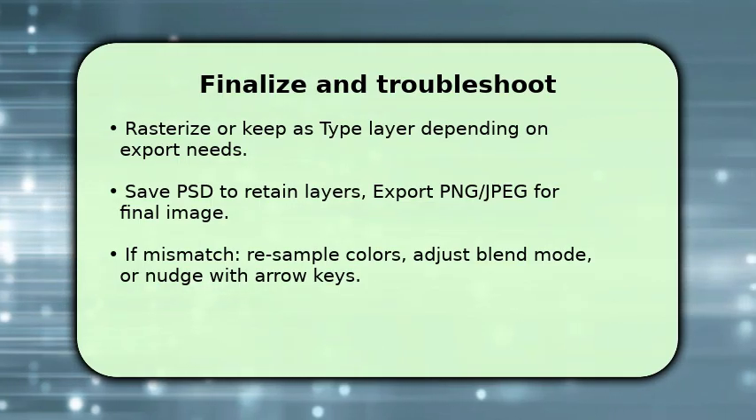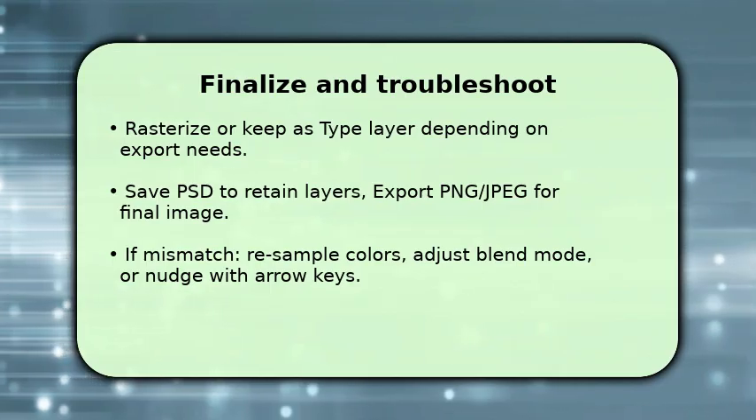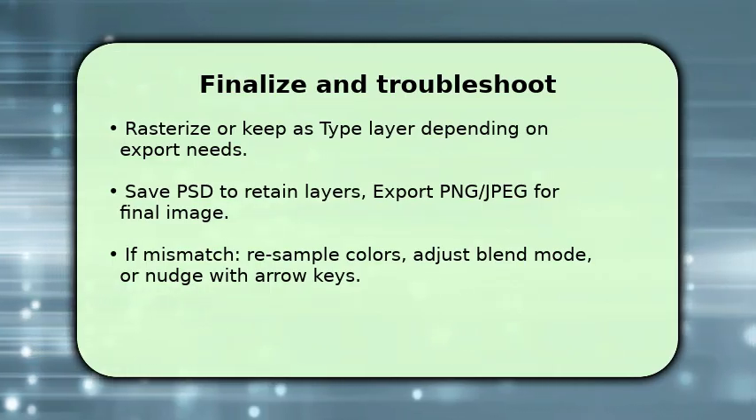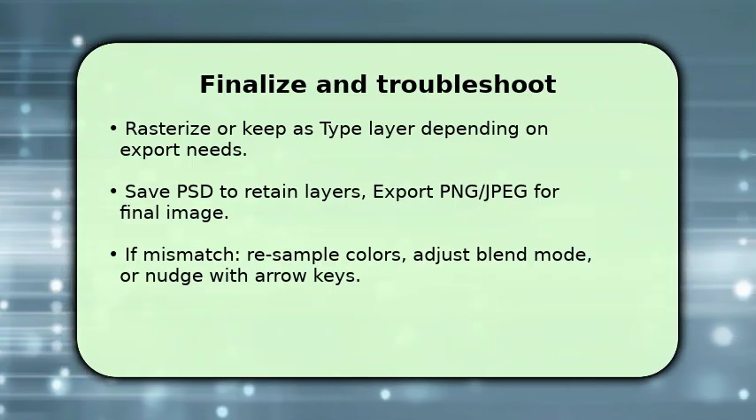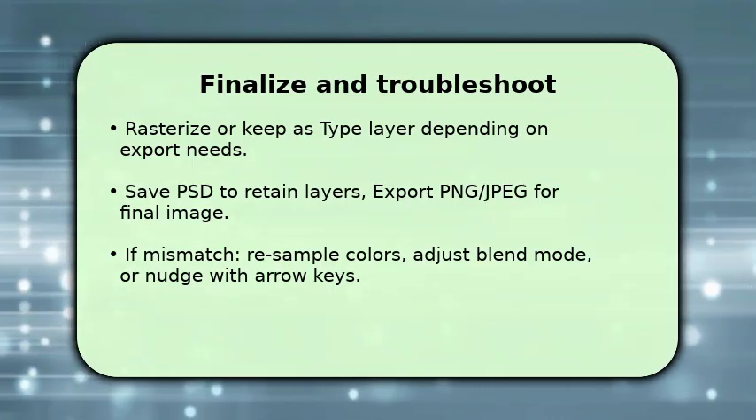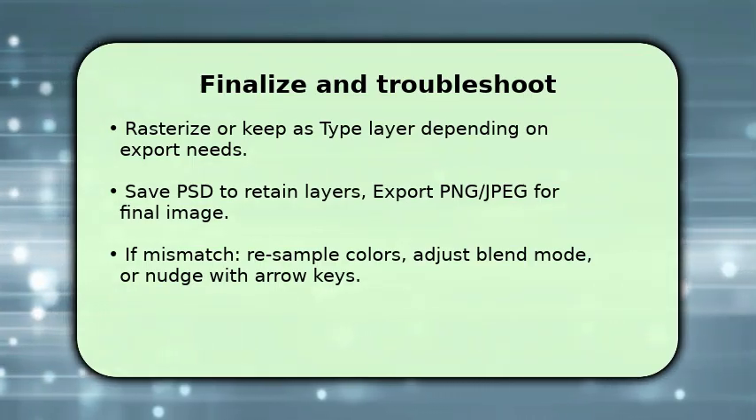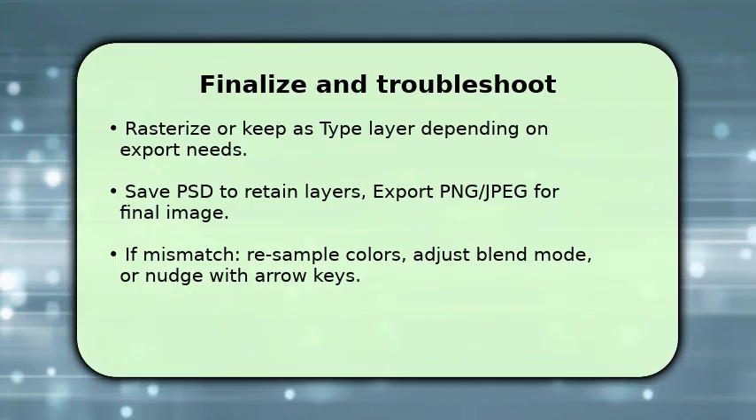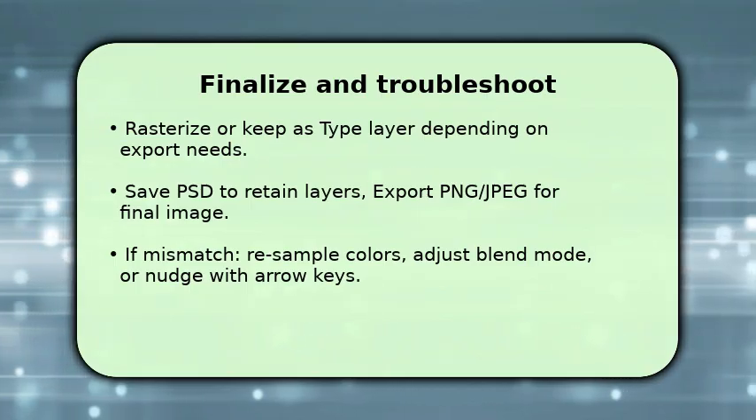If the text looks off, make sure color sampling and font weight match. Use free transform to correct size and perspective, and nudge precisely with arrow keys. If edges show artifacts after replacement, run a small Gaussian blur on the background patch, then reapply the type layer.